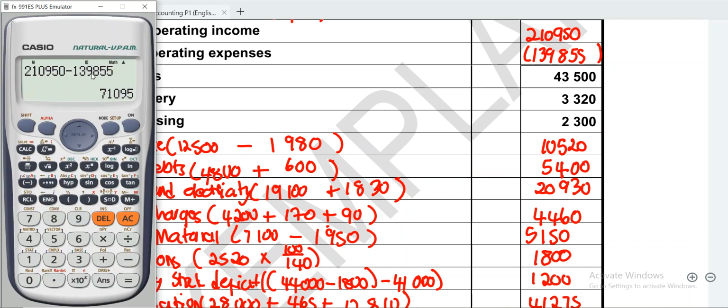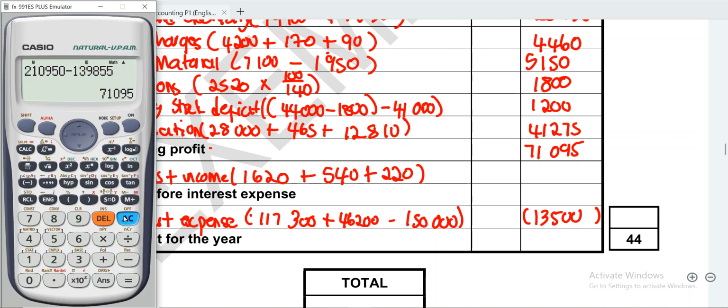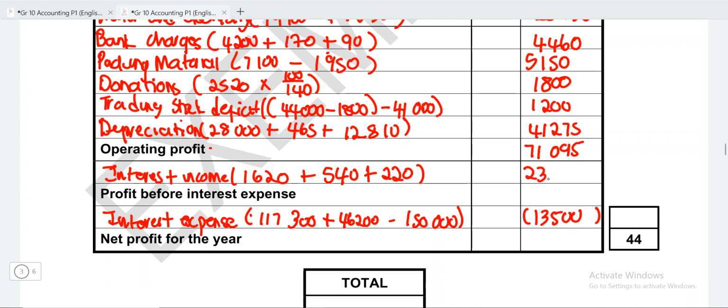Okay, now let's get the difference again just to see if we got the correct figure. 210,950 minus 139,855, so it's fine. So now let's continue with the other part of the interest income. Now for interest income, we must add these three items so that they can give us the total interest income. So we take 1,620 plus 540 and then plus 220, and it is giving us 2,380. So that 2,380 will come here.